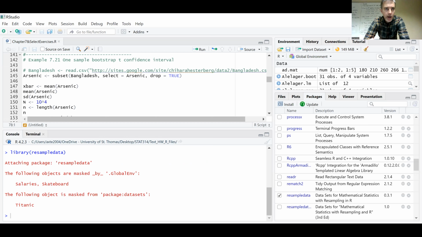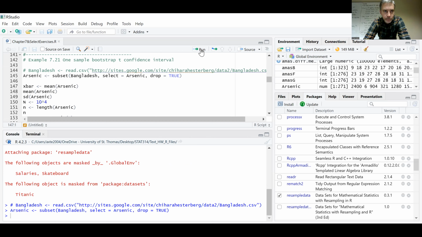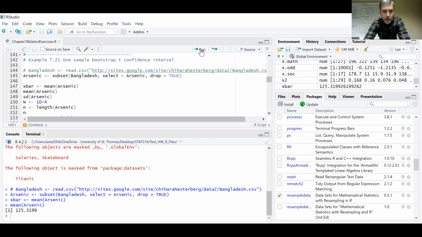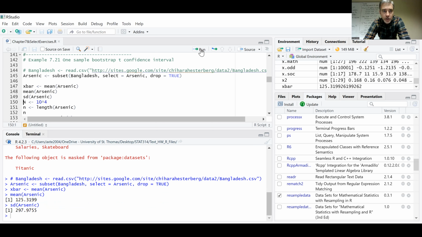All right, so I'm on line 142 of the chapter 7 file. I got resample checked off, so my R knows what I mean by this data. I'm going to grab my arsenic data, and I'm going to take the mean of my original data and call that X bar on line 147. If you want to know what it is, it's 125.3199, and here's the standard deviation, S, 297.9755, okay?